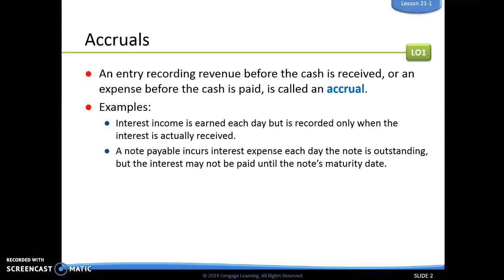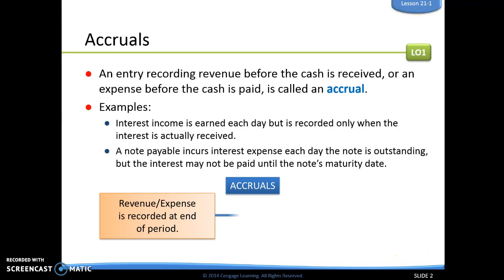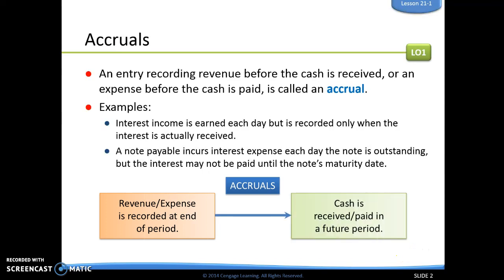So accruals. An accrual is an entry recording revenue before the cash is received or an expense before the cash is paid. They give us 2 examples. Interest income is earned each day, but is recorded only when the interest is actually received. A note payable incurs interest expense each day the note is outstanding, but the interest may not be paid until the note's maturity date. So a revenue or expense that is recorded at the end of a period, with cash received or paid in a future period, would be an accrual.